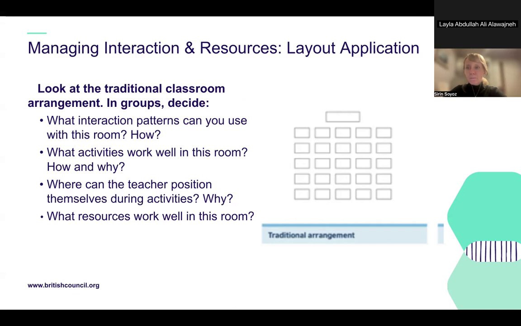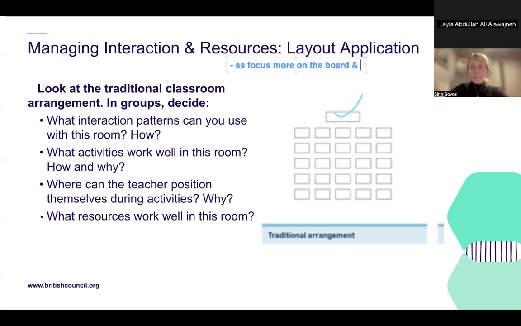What's the question? What works in the traditional arrangement? Where can we position ourselves? What activities work well? What is the position of the teacher? The teacher is near the board, in front of the students, and the students are facing the teacher. Sometimes it makes it easier for them to focus on the teacher and to see the things that he presents on the board.